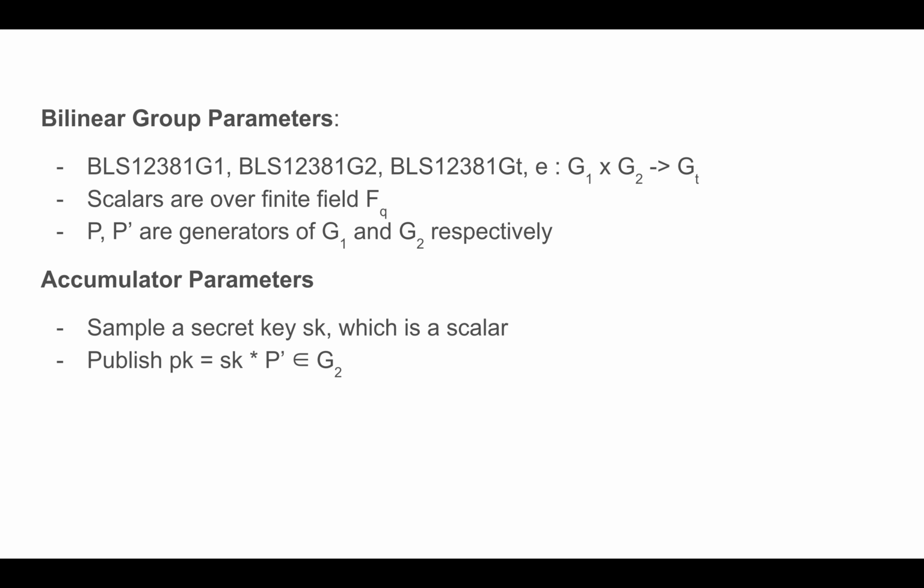Let me continue to introduce the math underlying the protocol. This protocol is based on bilinear group parameters. You can use BLS12-381, with groups G1, G2, GT, and the scalars are over the finite field Fq, where q is the order of the field. We denote P and P prime as the generators of G1 and G2 respectively. For the accumulator parameters, the secret key is just a random scalar from the finite field Fq, and the public key is the secret key times the group generator of G2.